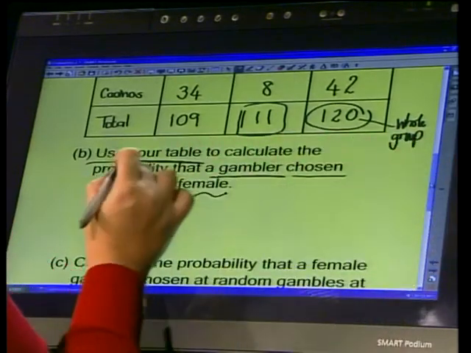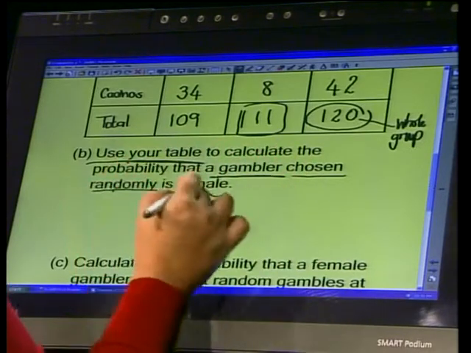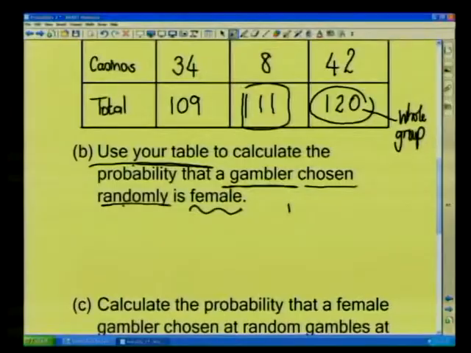So using your table, the probability that a gambler chosen randomly is female is 11 out of 120. That means you've only got 11 people that are women out of the whole group of gamblers of 120 people. Right, let's go on to the next question.